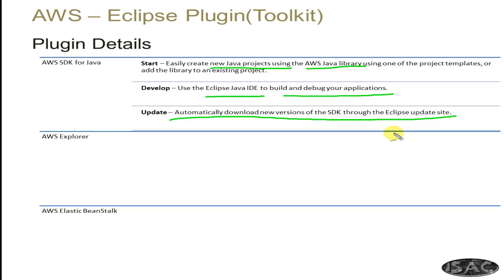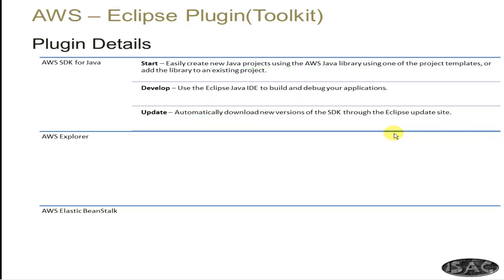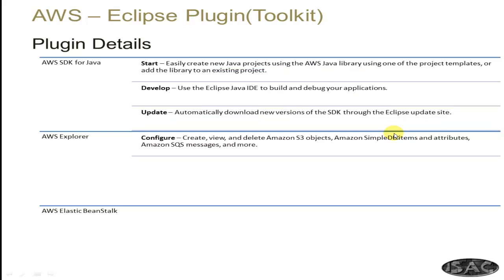Let us see AWS Explorer. It helps you to create, view and delete Amazon S3 objects. So you can see all of the objects just like folders and files. The way you manage all the folders and files on your desktop, in the same way you can manage all the folders and files in the Amazon S3 cloud using AWS Explorer. So that is the good part of this.